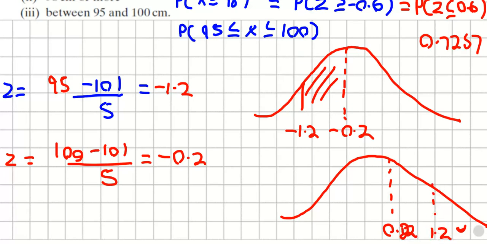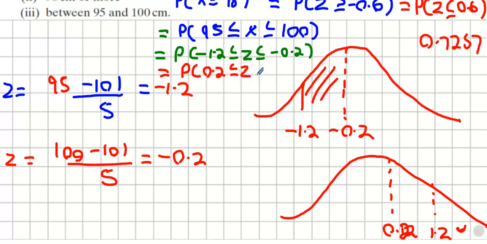So if I was to redo this, here's how I do the language, ready? I'd say this equals probability of minus 1.2 less than or equal to Z less than or equal to minus 0.2. And then I'd say that in turn equals probability of 0.2 less than or equal to Z less than or equal to 1.2. Do you see how I wrote those 3 lines? I'm just explaining to the examiner what I'm actually doing.